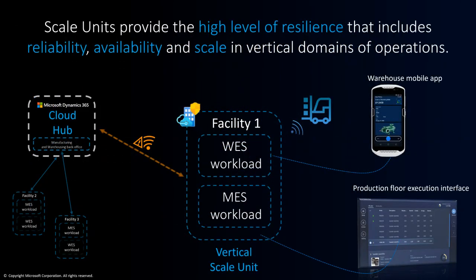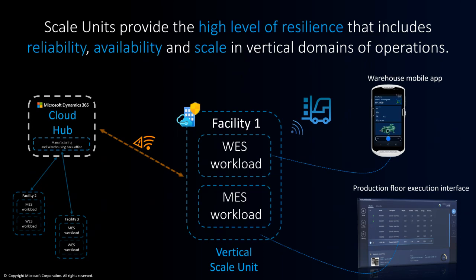How these scale units end up working is via what we call workloads. At this point in time, we have two main workloads available for you. We have a WES workload, which is our warehouse execution workloads, and we have our MES workloads, which is our manufacturing execution workloads.